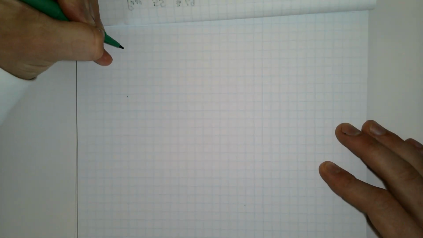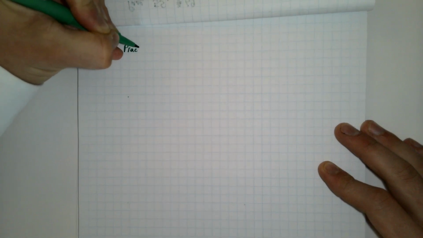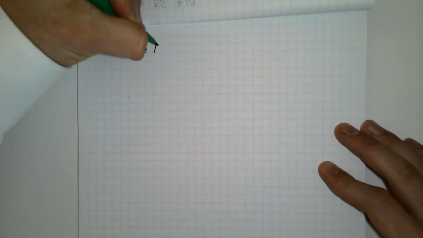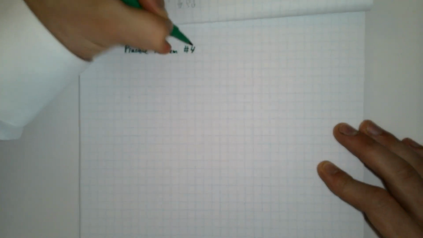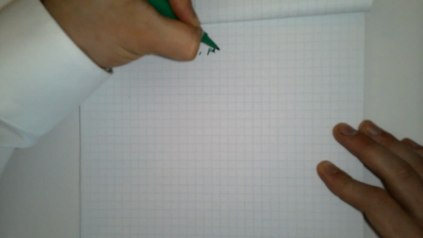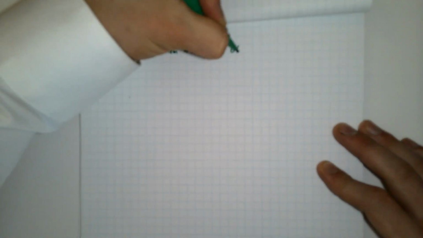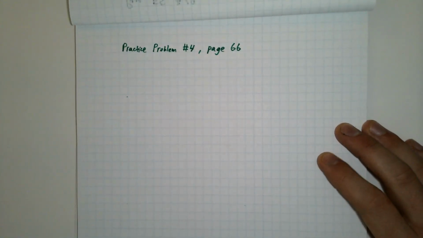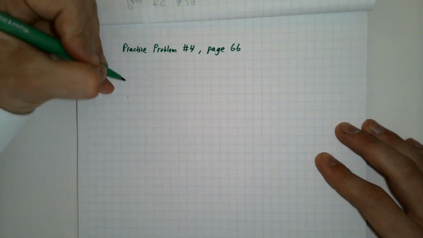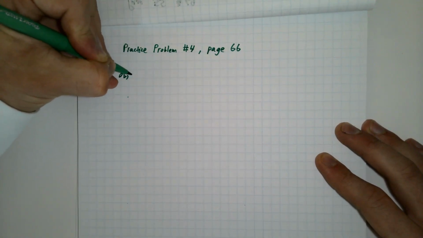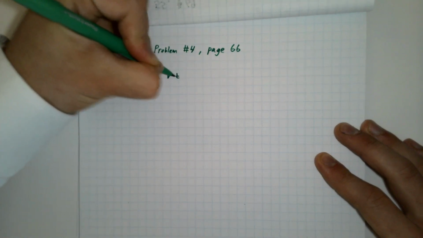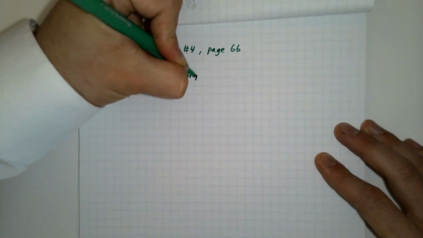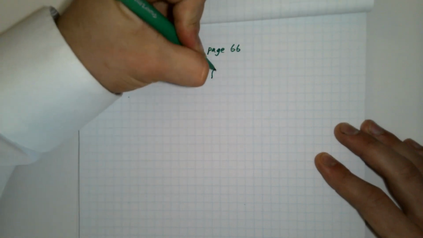All right, let us begin. We're going to be looking at practice problem 4 in section 3.1 on page 66. Our objective is to plot a v-t graph for an elevator.